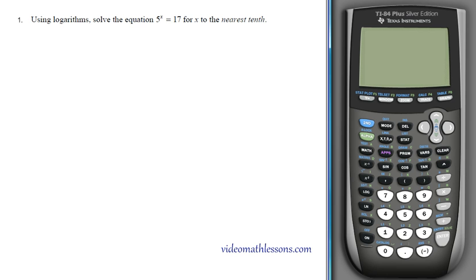Using logarithms, solve the equation 5^x equals 17 for x to the nearest tenth. The reason they say using logs is they don't want you to just start guessing numbers. The problem is we have this exponent up in the air, and 17 is not a nice power of 5, like 5 squared or 5 cubed. So we have to get this x down on the ground.